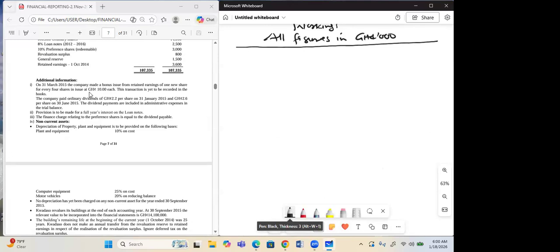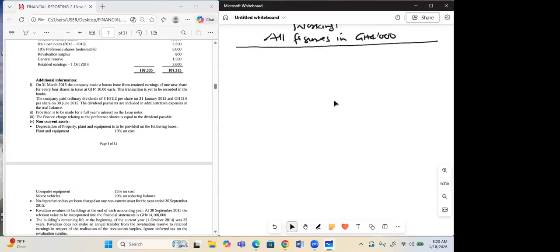Now, footnote 1 said on 31st March 2015. Let your voice come out loudly. Okay, is it loud enough? Yes. Now, on 31st March 2015, the company made a bonus issue from retained earnings of 1 new share for every 4 shares in issue at 10 cedi each. This transaction is yet to be recorded in the books.